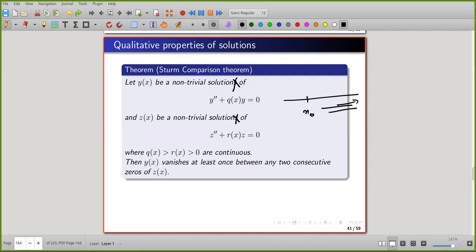Okay, so let's just appreciate the statement. Take a few seconds and appreciate the statement of this theorem.